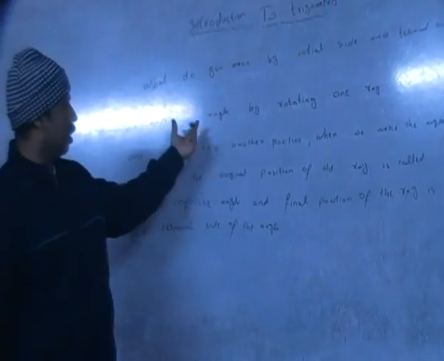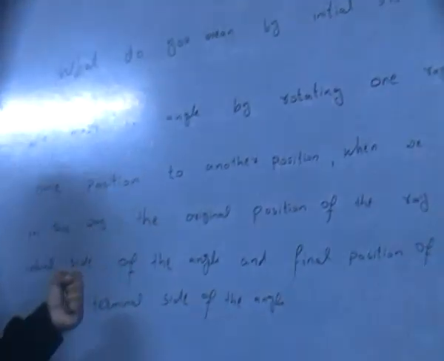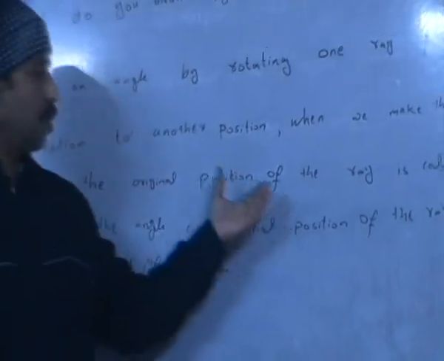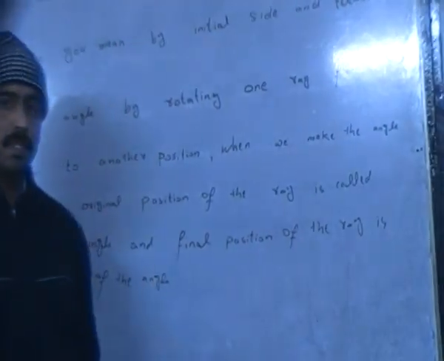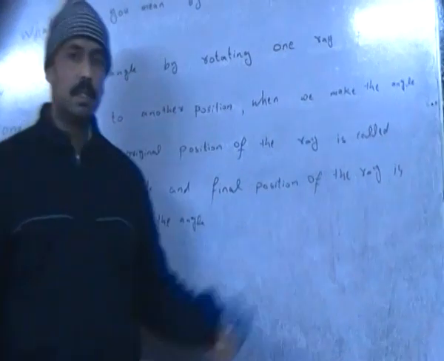What do you mean by initial side and terminal side of the angle? We make an angle by rotating a ray from one position to another position. When we make an angle in this way, the original position of the ray is called the initial side of the angle, and the final position of the ray is called the terminal side of the angle.